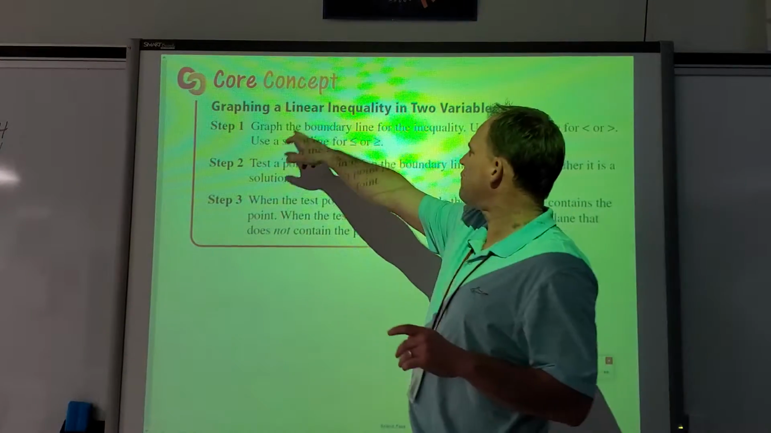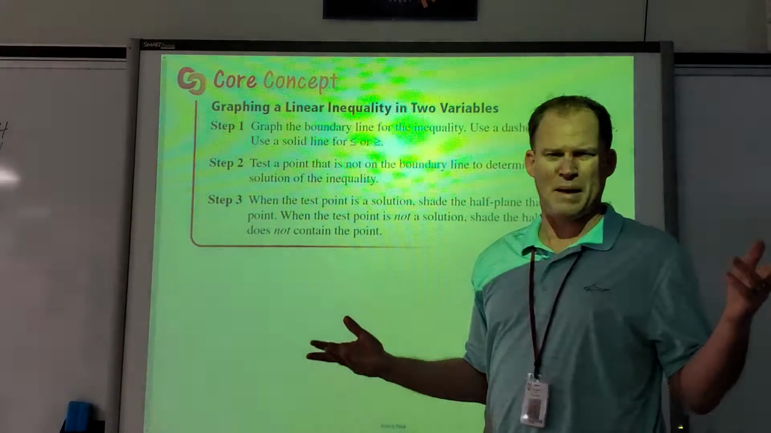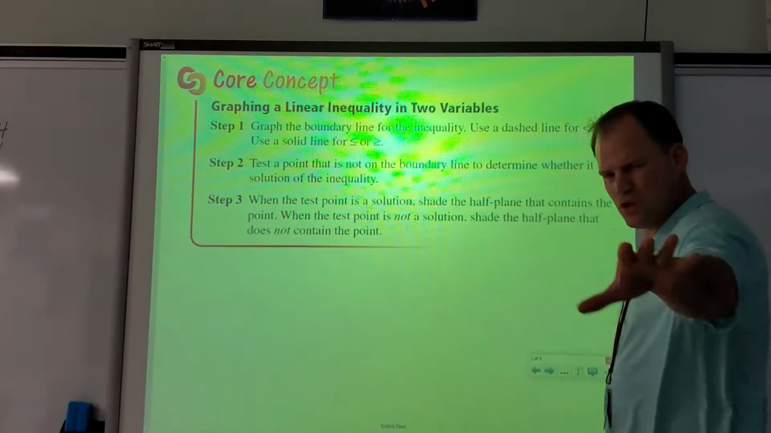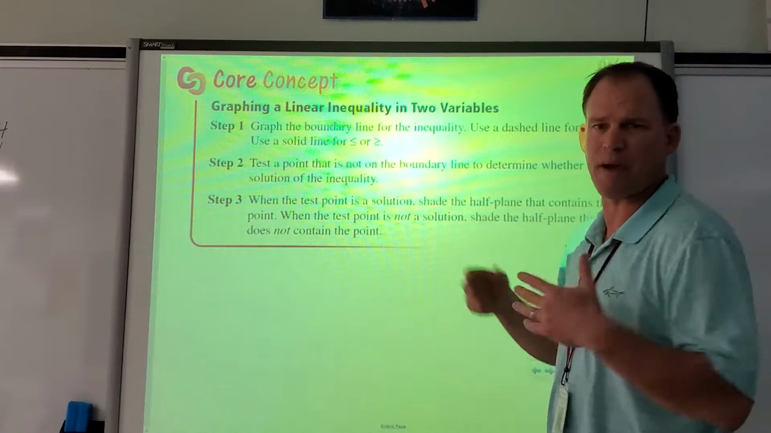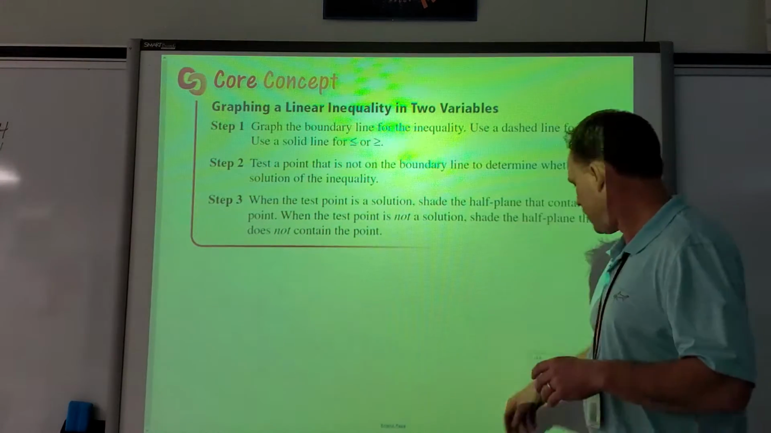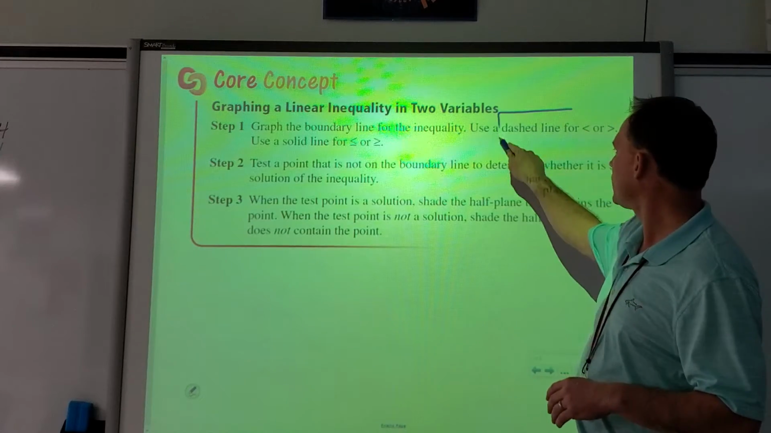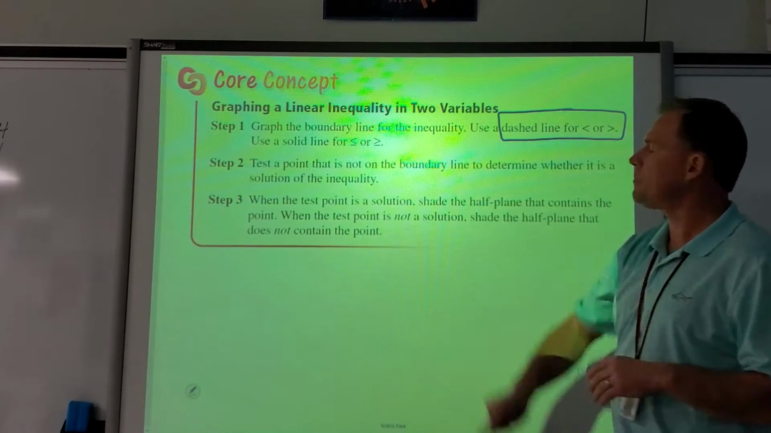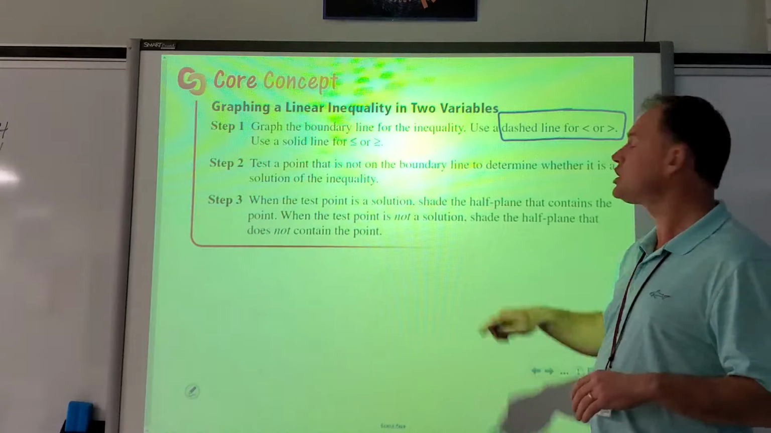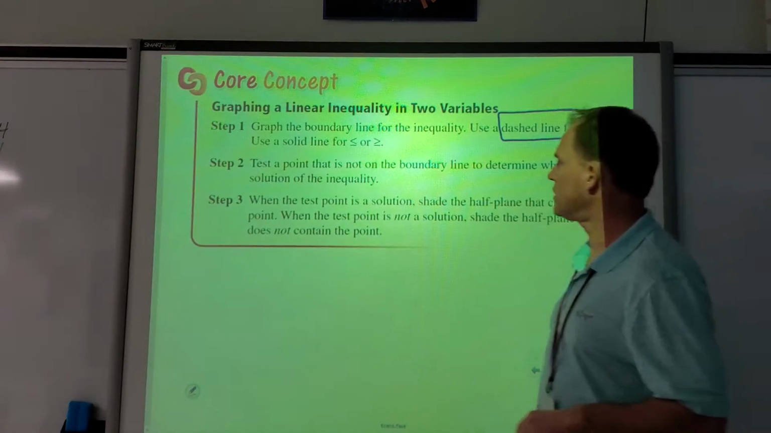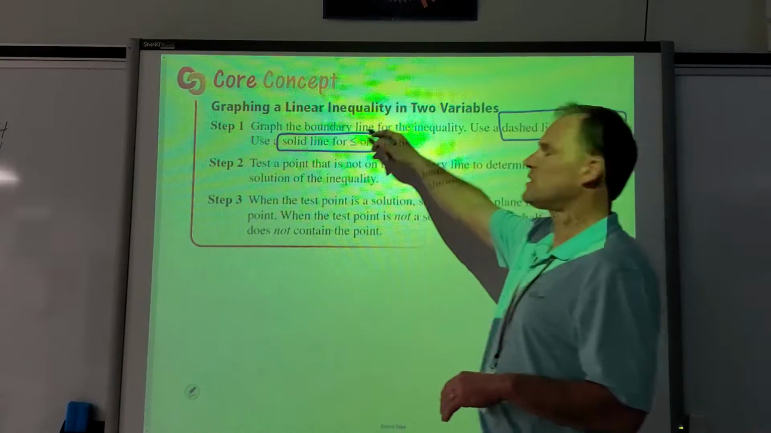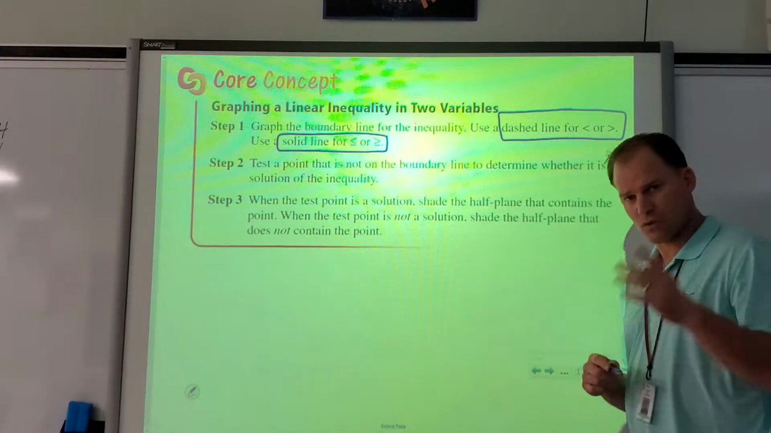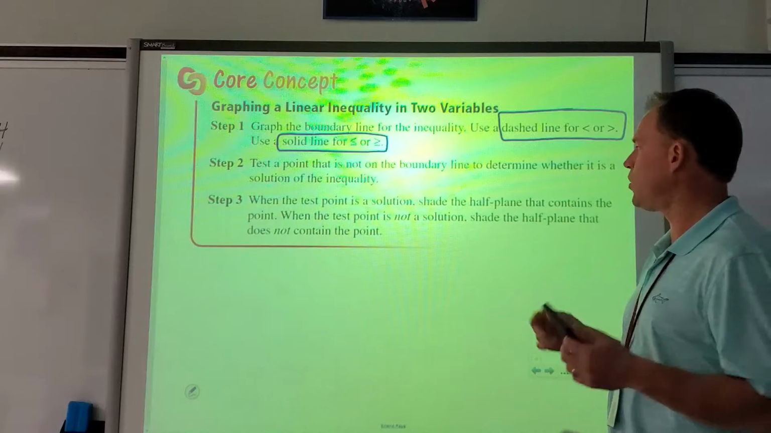Well, you graph the boundary line. What do you mean boundary line? Well, you'll see. It's just the line. Nothing's fancy, but it's called a boundary line here. And then, this is important to note, make sure you're writing this in your notes. The boundary line is dashed if you have a less than or greater than sign, and the boundary line is solid if you have less than or equal or greater than or equal. Okay, so that's an important difference from what we've been doing.